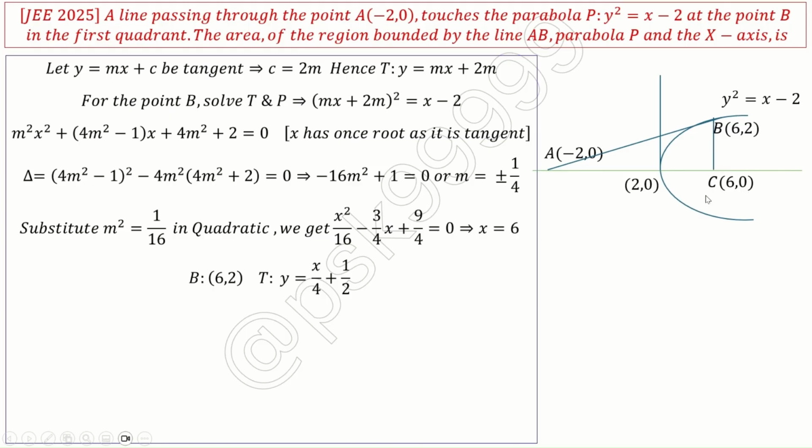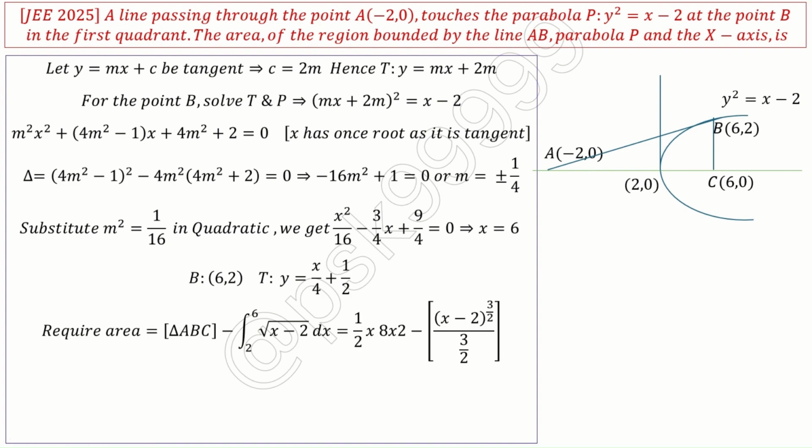Okay. Now what I need is the area covered by AB and the curve. That means only this part. How can I get only this part? First I will calculate the full triangle area and subtract the area under the parabola curve, from (2, 0) to (6, 2). That's all, right? So let's do that. So the required area is equal to the area of triangle ABC minus the integration from 2 to 6, because I am doing it with the x value.